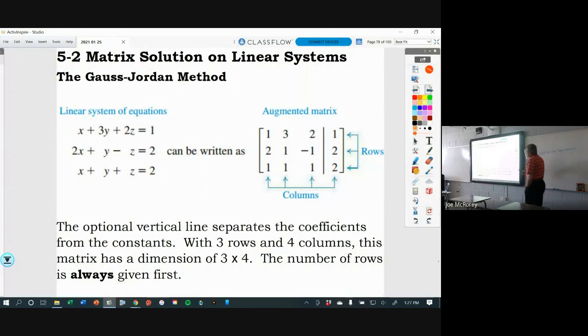This vertical line that's in the matrix is optional. Okay, and you'll notice that when I write these, I don't write that vertical line there. I want all my space available. We have 3 rows and 4 columns. This matrix has a dimension of 3 by 4. Remember that the number of rows is always given first.